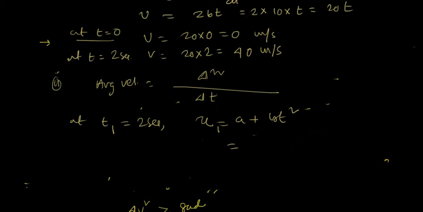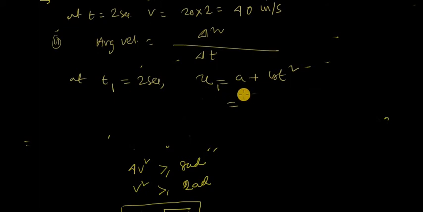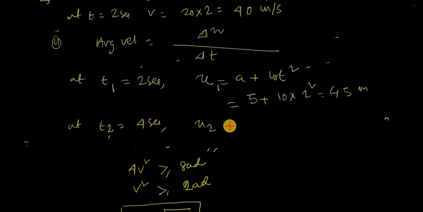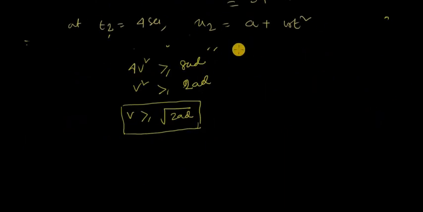At t equal to 2 second, the position is called x1. x1 is a plus bt square. A is 5, b is 10, t square means 2 square, so 10 times 4 is 40, plus 5 is 45 meter. And at t equal to 4 second, what is our position? Nothing but a plus bt square. Putting a is 5, b is 10 into 4 square, so this is 165 meter.